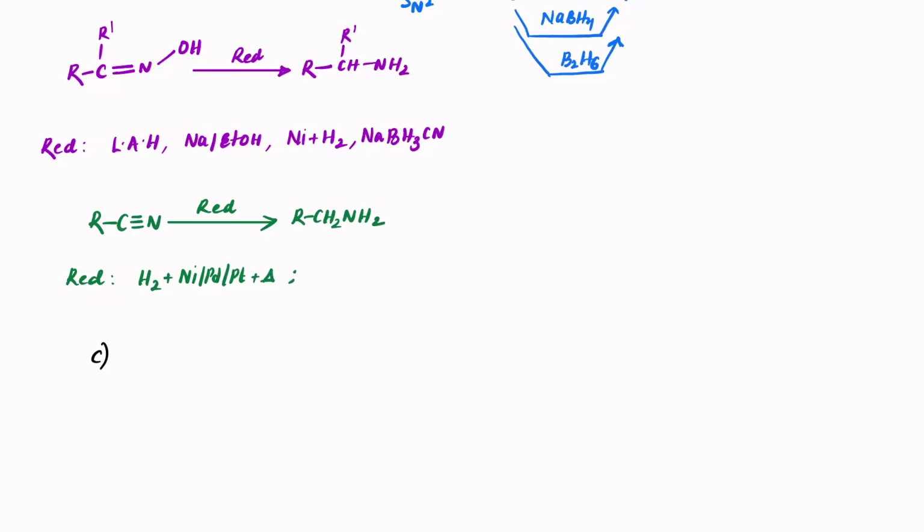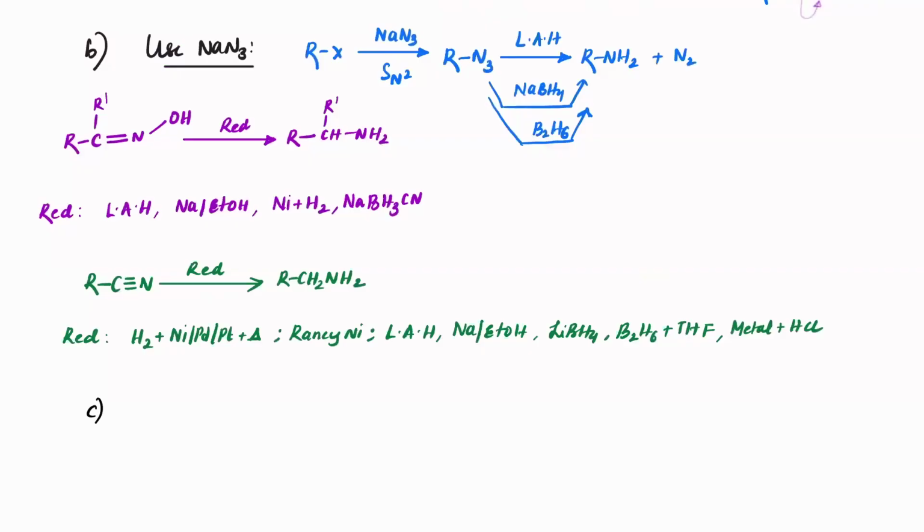Or we can use Raney nickel, got it? We can use lithium aluminum hydride. We can use sodium in ethanol also. And lithium borohydride, not sodium borohydride, lithium borohydride. B2H6 in THF can be used, correct? And any metal in mineral acid, like iron in HCl or tin in HCl and so on. These are all the reducing agents which can reduce these cyanides into amines. The same follows for isocyanide also.